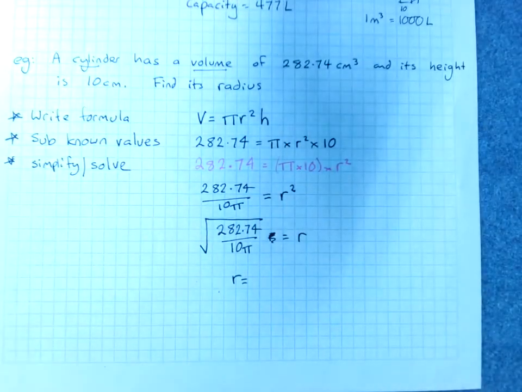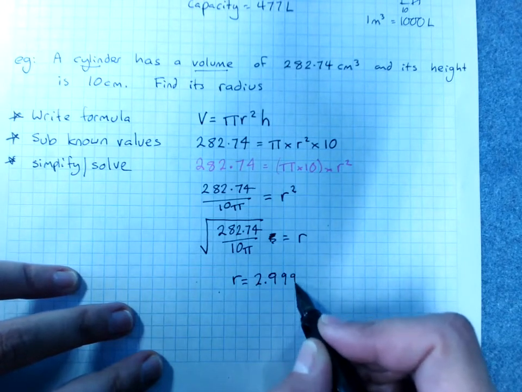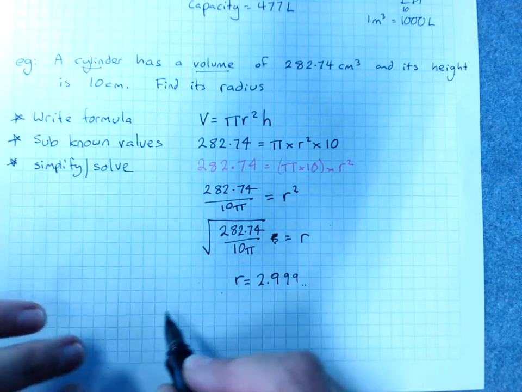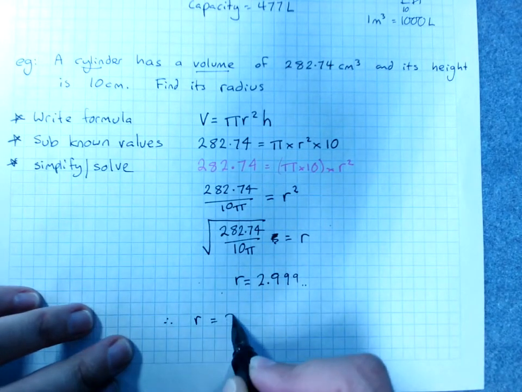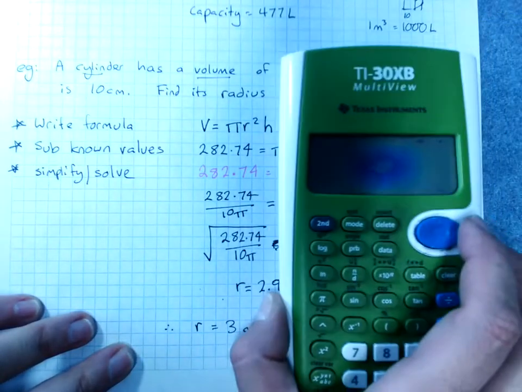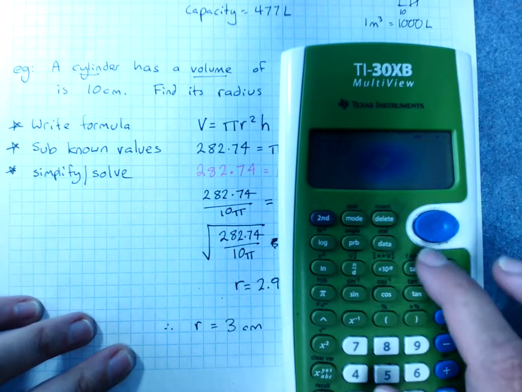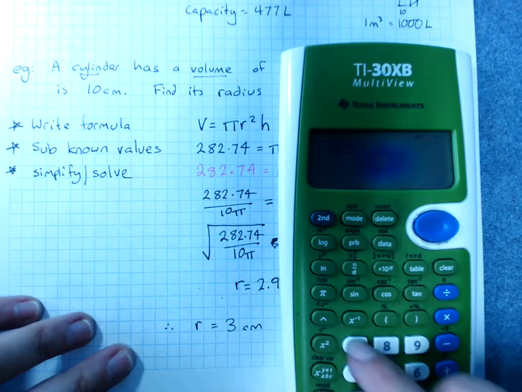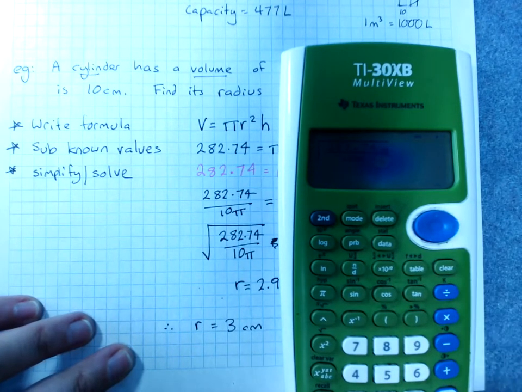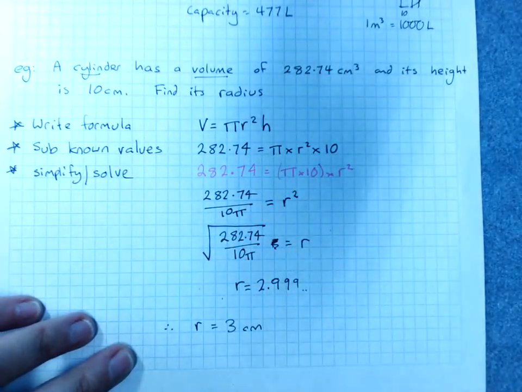2.99998, right, I reckon that's going to round out to 3. Can't actually read my calculator there, yep. Therefore, radius equals 3 centimetres. Now we could have put that into the calculator differently. You could have used the square root and used your fraction key. 282.74 over 10 times pi. And check, yep, we got the same answer. So sometimes you might find the fraction key more useful.